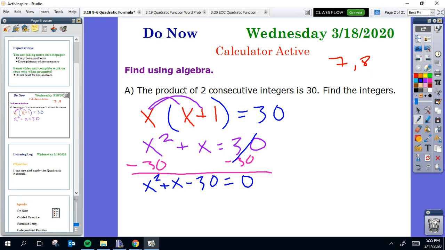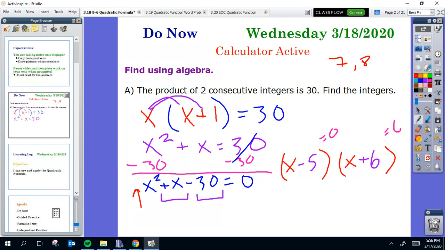Now, this is a level 1 question, so it's really easy. I just draw my two binomials, and because the a value is 1, I can just stick the variable x into both of the parentheses, and I need to figure out what multiplies to equal negative 30 and adds to equal 1x. When I do that, I should get negative 5 and positive 6. Remember when I'm finding the solutions, I set everything equal to 0. And when I solve for 0, my final answer should be x equals 5 and x equals negative 6.